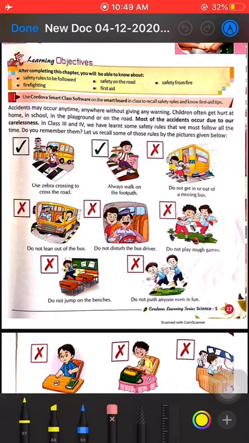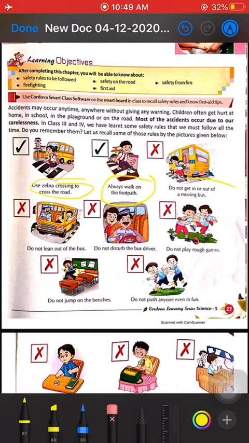The first one is use the zebra crossing to cross the road. Of course, we all know very well that if we want to cross the road, or go from one side to another side, we have to use the zebra crossing. Clear? The next is always walk on the footpath. If we want to walk along the road, then we have to walk on the footpath.